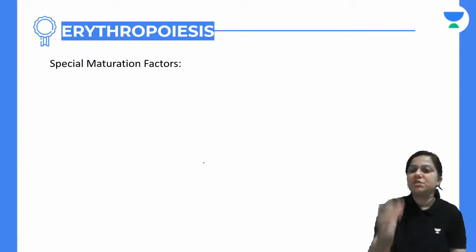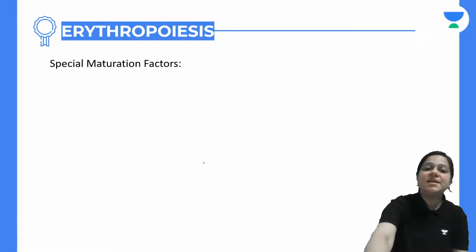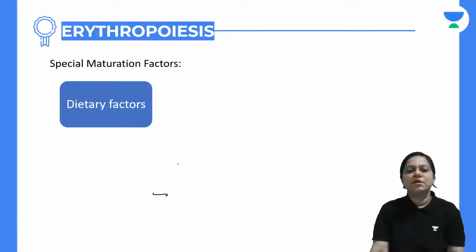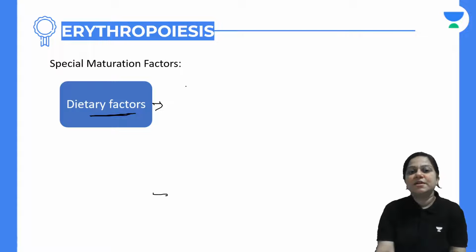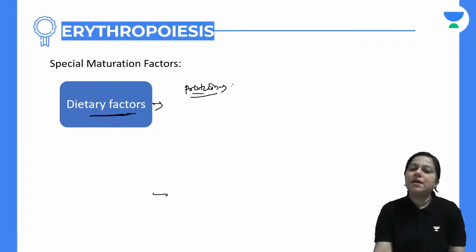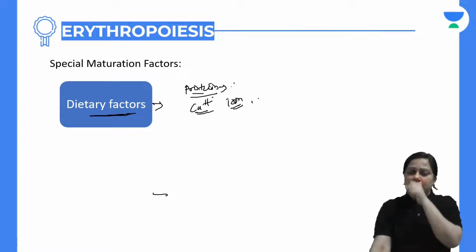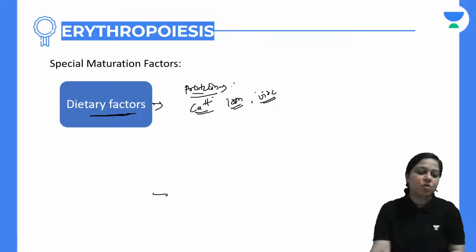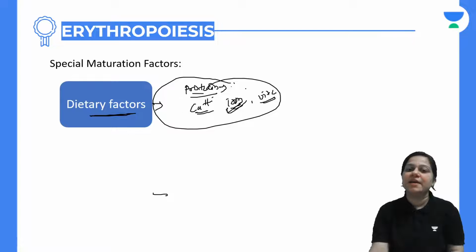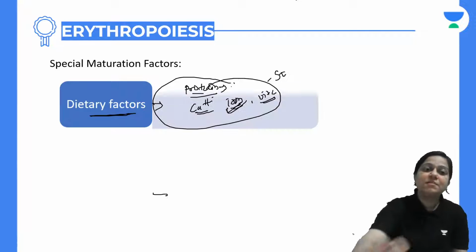Now come to the special maturation factors. Understand the word carefully. Here comes the role of the different dietary factors. Try to recall hemoglobin synthesis. Proteins are important for polypeptide chain synthesis, right? Then calcium is important. Iron is a part of hemoglobin. Vitamin C is needed for iron absorption from gastric juice by its action on the stomach. So that is one factor, the dietary factors.